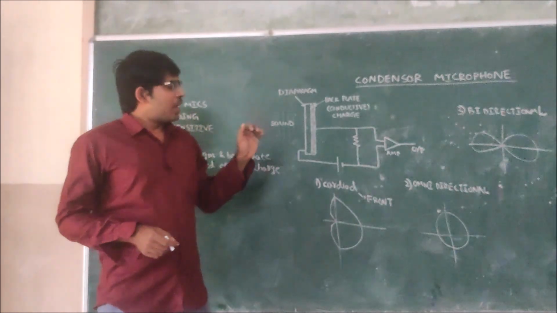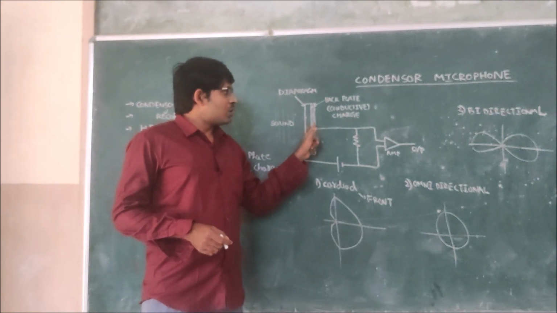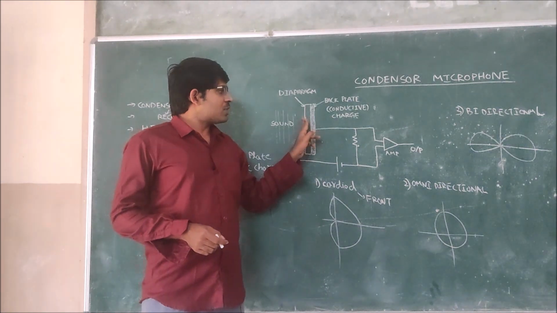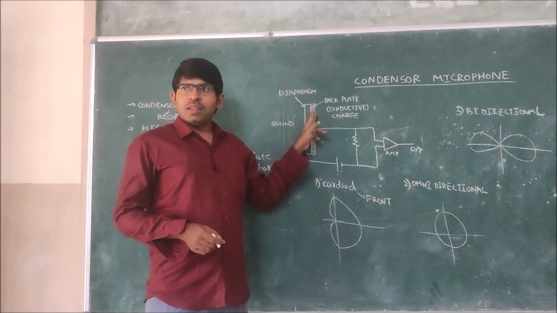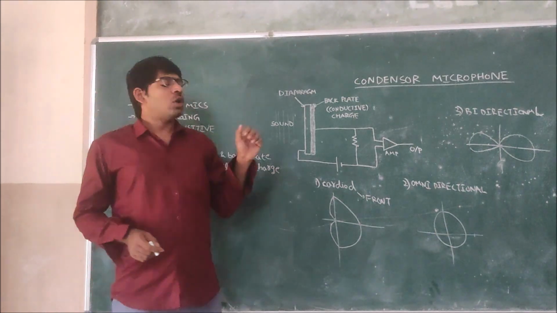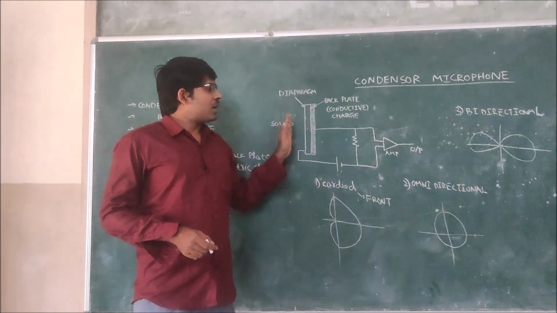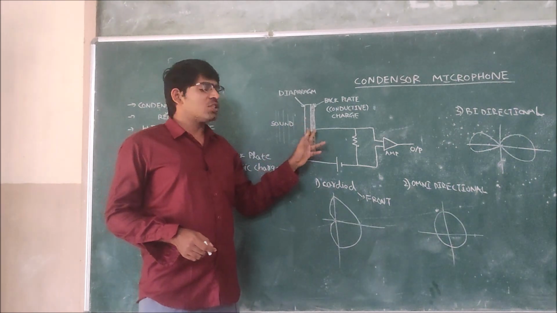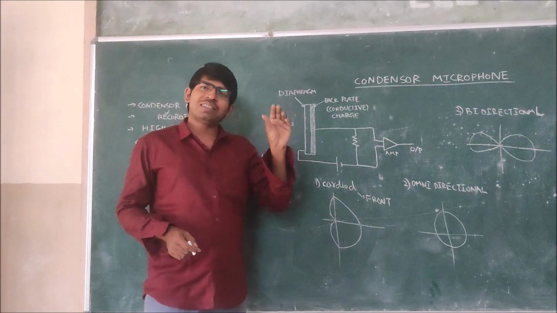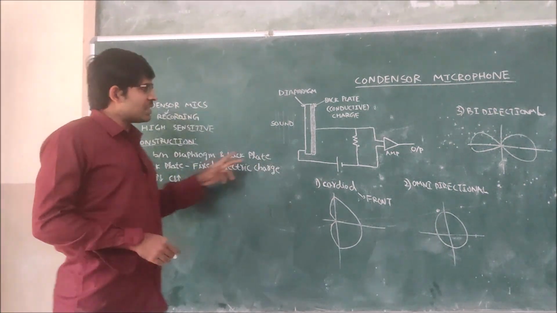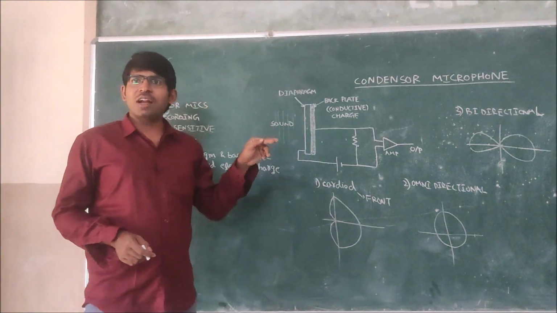It vibrates, and because of that, you see here this diaphragm is connected to a back plate. In between this diaphragm and back plate, there is an insulator. This will behave like a capacitor. So when the sound waves touch, the diaphragm is vibrating. Because of that, the distance between the back plate and the diaphragm is changing. As the distance is changing, the capacitance is changing, because C is equal to epsilon A by D.